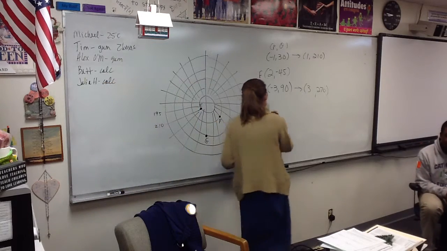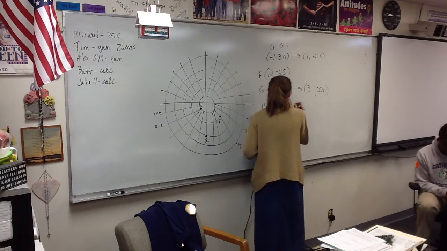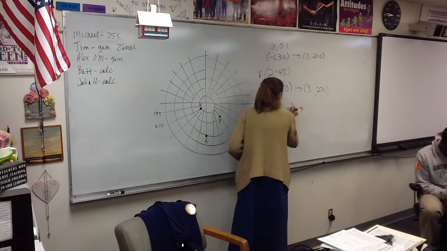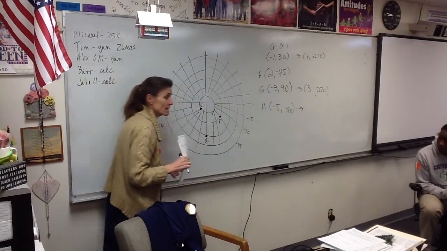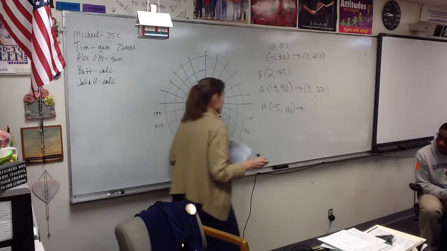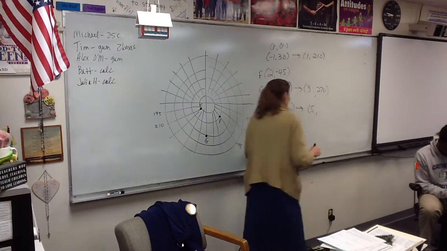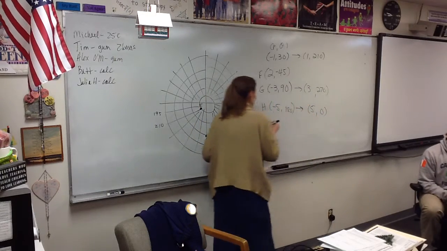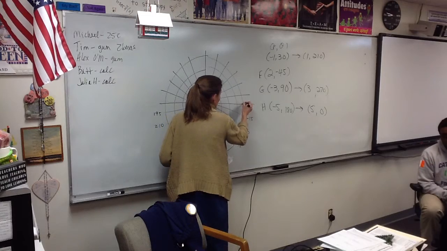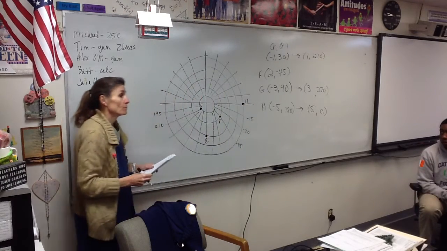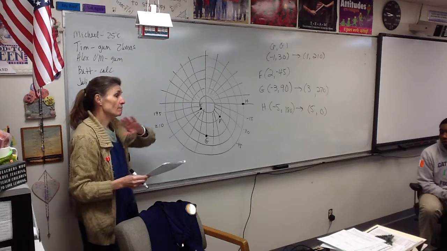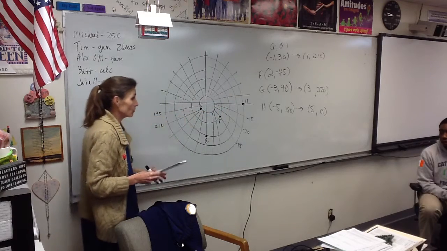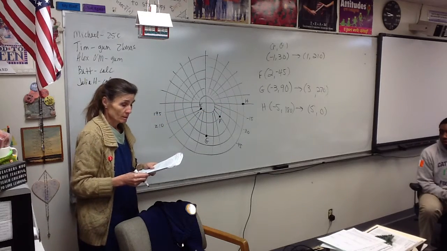And H is the same situation. -5 pi. Well, that's radians. What's pi? 180. So what we really have is -5, 180. But we can't graph a negative radius. What is the opposite of 180? 0, or if you want to do 360, it doesn't matter. So that point's going to get plotted right here. Here is point H. When the radius is negative, we plot the opposite angle. And by opposite angle, we mean 180 degrees different.